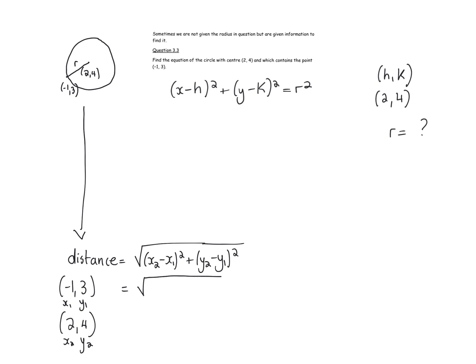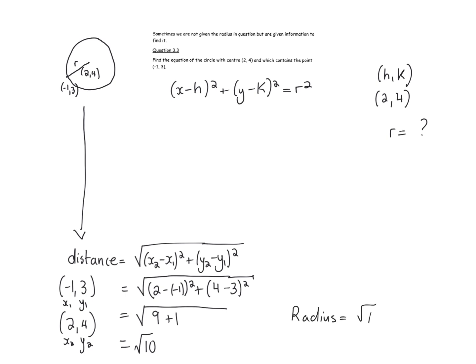Filling that in, we get 2 minus (-1) squared plus 4 minus 3 squared. Then we can type all of that in, and 2 minus (-1) squared is going to give us 9, and 4 minus 3 squared is just going to give us 1. So the distance here is equal to the square root of 10. What that means is that the radius of this circle is equal to the square root of 10.